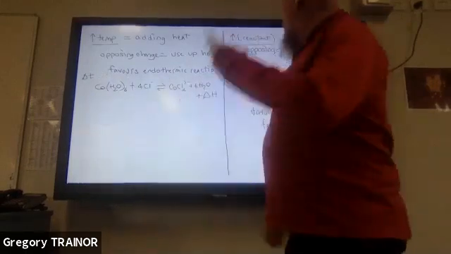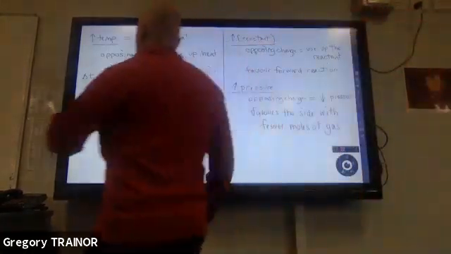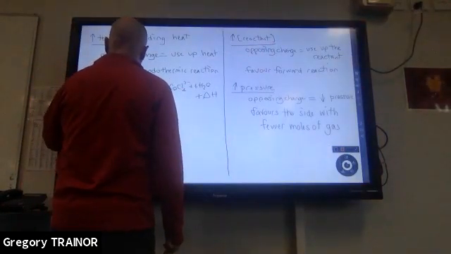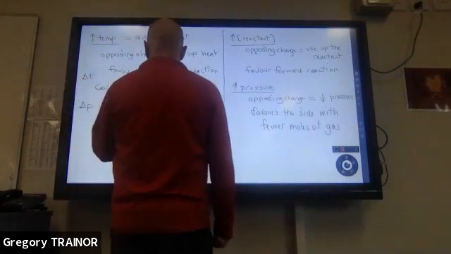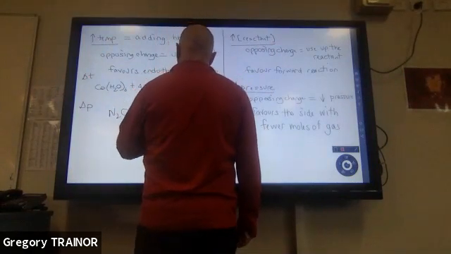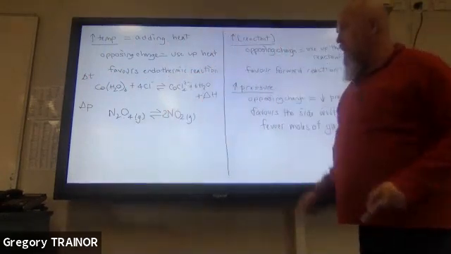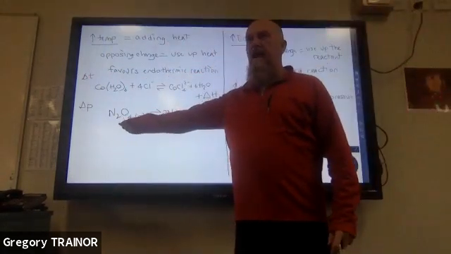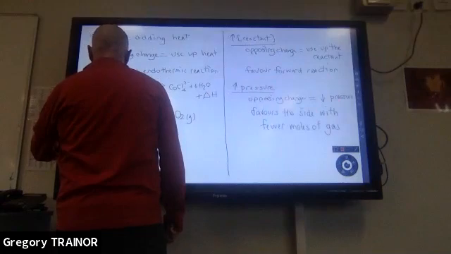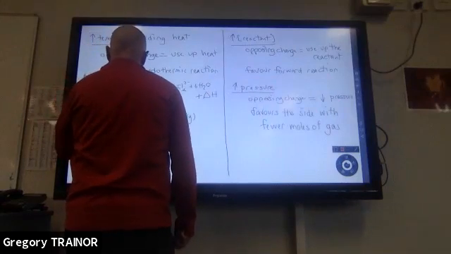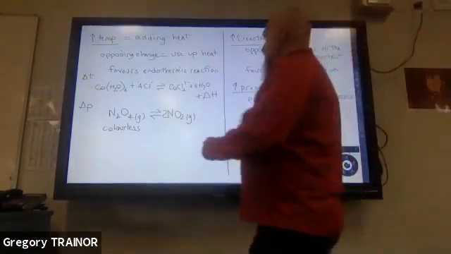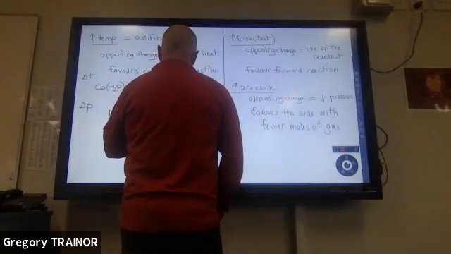All right. Now, for changes in pressure, the reaction that we're required to know is the dinitrogen tetroxide. All right, now tell me about this system. What colour is this gas, dinitrogen tetroxide? Right, dinitrogen tetroxide is colourless. Nitrogen dioxide is brown.